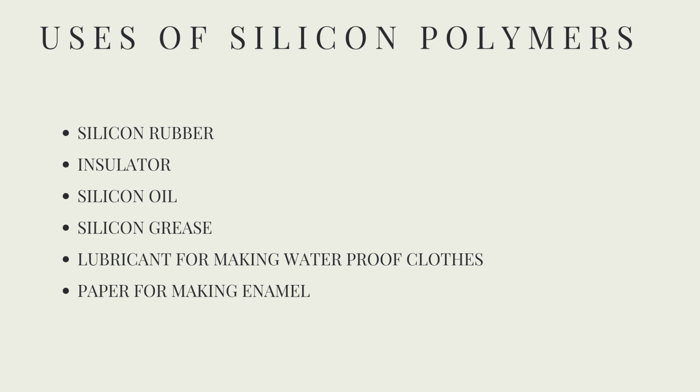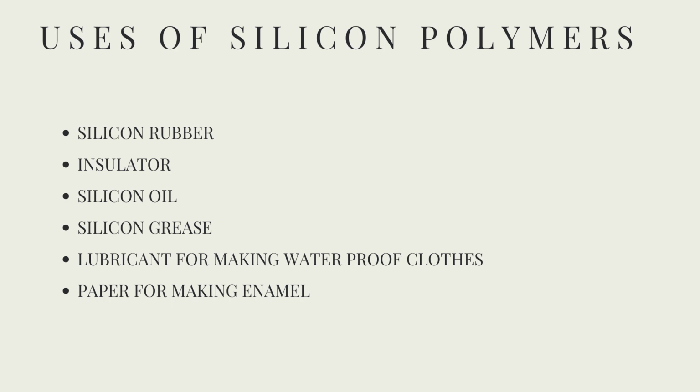As insulators, due to their excellent electrical insulation properties, they are used as insulators. They have a high dielectric strength, meaning they can withstand high voltages without breaking down. Silicone oil: silicon polymers are used in silicone oil because they provide excellent lubrication and heat-resisting properties. The polymers give the oil its smooth and slippery texture, making it useful in various applications like lubricating medical devices, damping shocks in mechanical systems, and even in cosmetics.